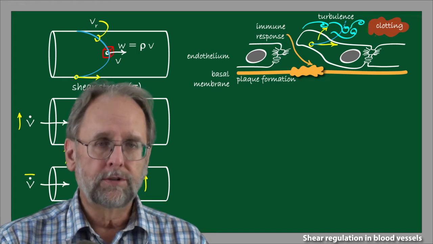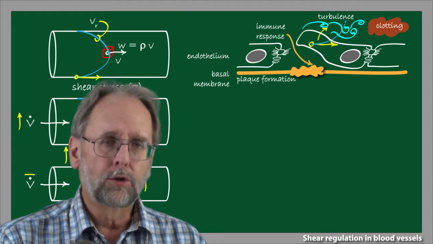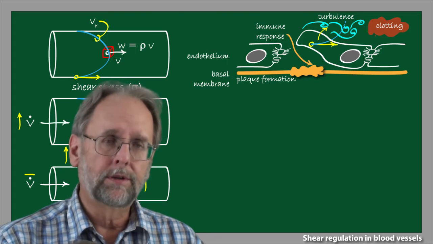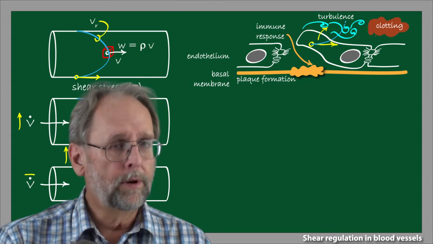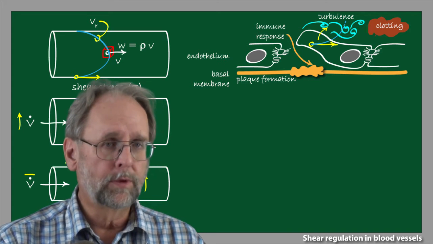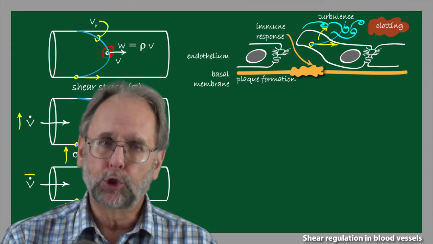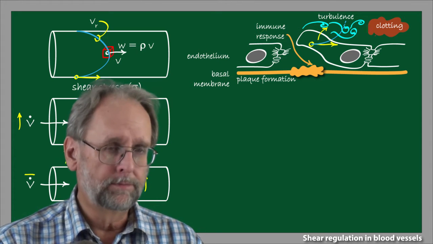For other reasons, shear forces cannot get too small either. This has nothing to do with direct effects of low shear on the endothelial cell itself, but it does tend to produce the spontaneous formation of blood clots within the blood. We'll consider this when we talk about blood tissue in more detail a bit later.